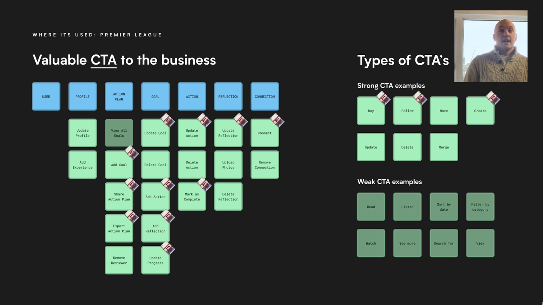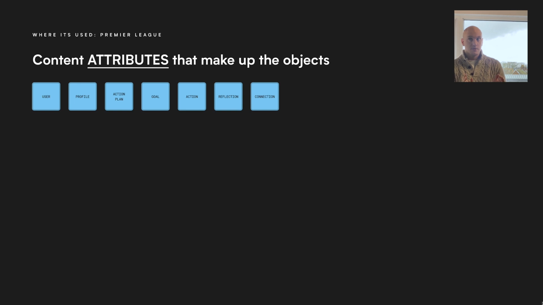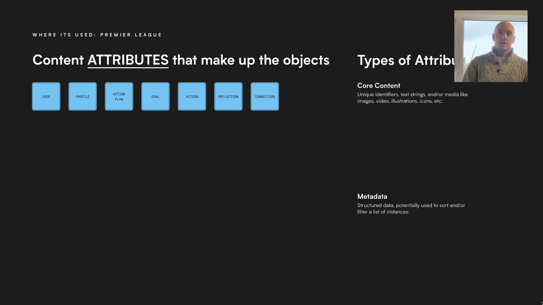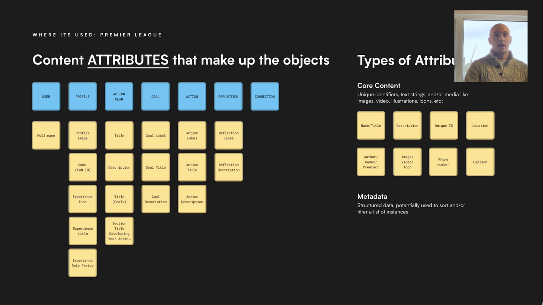Lastly, what are the attributes that make up our objects? So this is really looking at the content of our objects. There are two different types of attributes here, again with similar terms from an engineering point of view. We've got core content. These are unique identifiers, text strings, different types of media from imagery to video, anything that is unique to that particular object. Again, we went through the UX review that we did and surfaced all of those up.